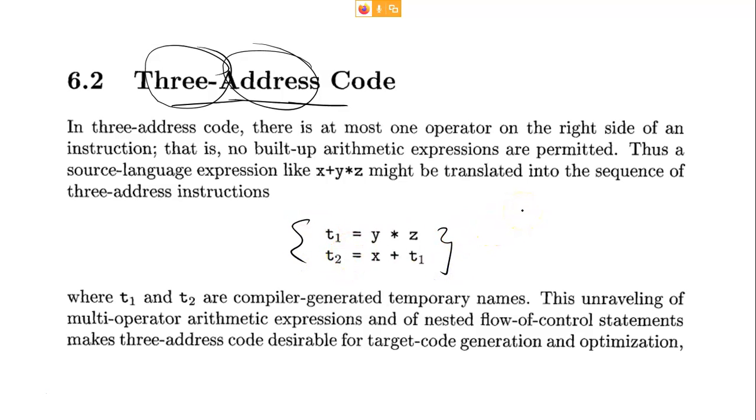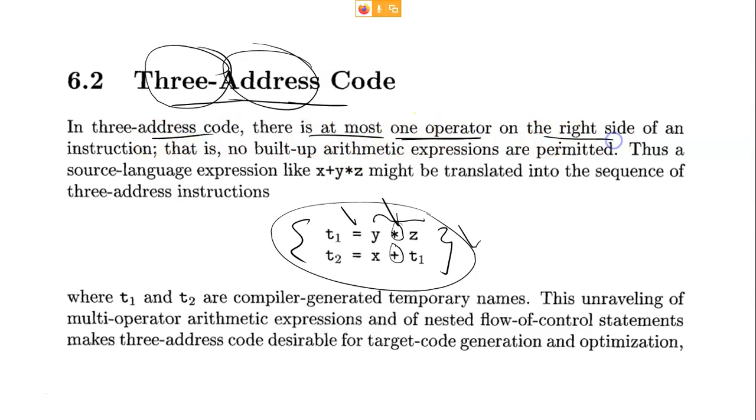Of course, in our language we have expressions, loops, conditional statements, and many other things found in any programming language. So the 3 address code for the expressions can be written like this. You have this assignment operator, and on the right hand side of the assignment operator you can have at most one operator. Here you have multiplication, here you have addition. So in the 3 address code there is at most one operator on the right hand side of the instruction. Basically no built up arithmetic operations are permitted.